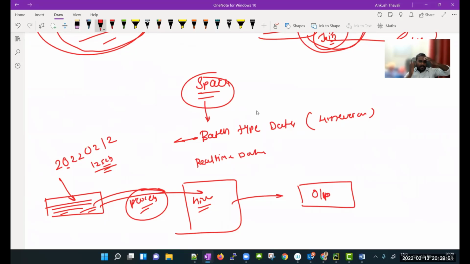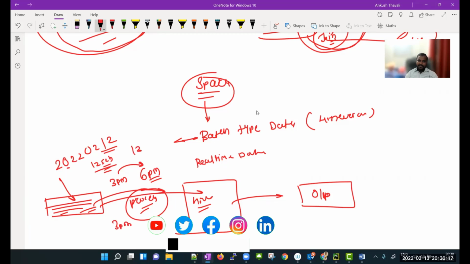So what happened here? I'm getting a file of this date, and then my job will run. My job time will be fixed over here. Let's say my job will run by 6 p.m. So if I'm getting a file by 3 p.m., I'll process it by 6 p.m. Next day, again, I will get a file of the next date. What is the next date? 13 February. Then I'll process it at 6 p.m. So it's not like as soon as I'm getting a file, I'm processing it. No, I need to wait for some time.